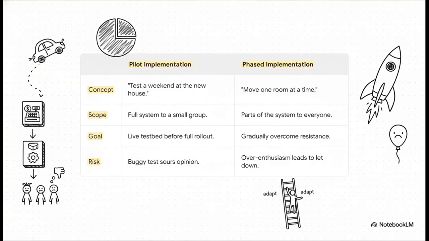A pilot is like giving the new house a test run for a weekend. You roll out the entire, complete new system, but only to one small group or department. The goal is to use them as a live test bed to find all the bugs before you go big. Now, a phased implementation is more like moving in one room at a time. In this case, everyone gets the new system, but they only get it in pieces. Maybe you roll out the sales module first, and then 3 months later, everyone gets the inventory module.